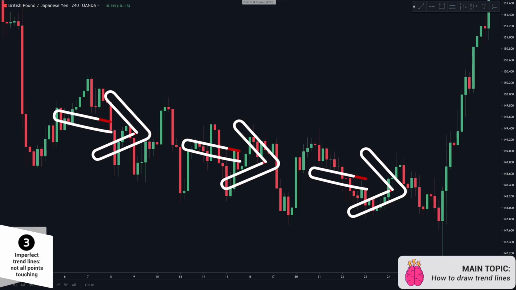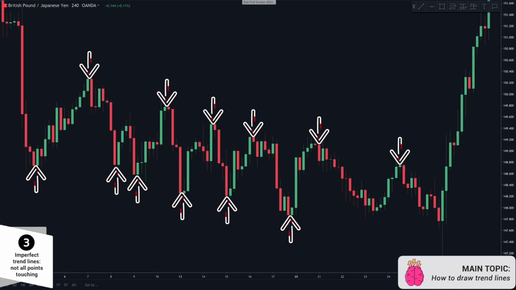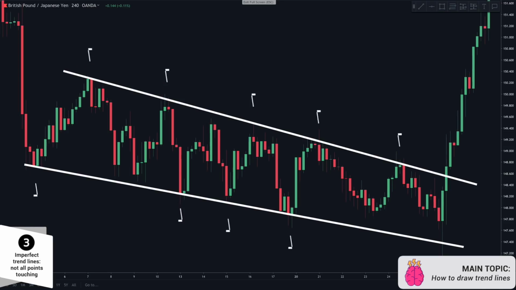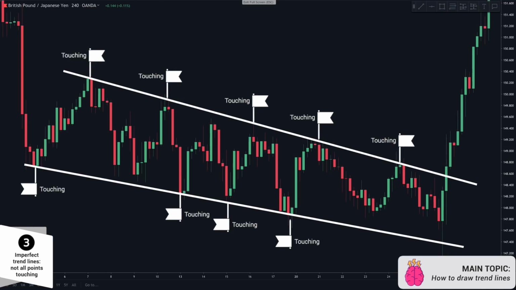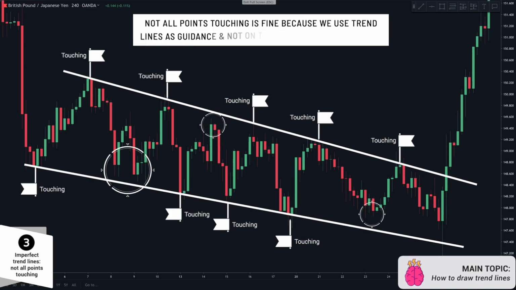So here is a clear moving downtrend. And let's go ahead and apply our trend lines where we can get as many touches as possible. Now notice how these points here all touch the trend line, but these points here do not touch, and that is perfectly fine because again, we use trend lines as guidance. We don't use them on their own for trade entries.